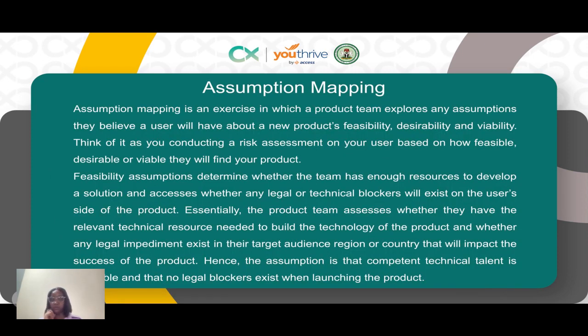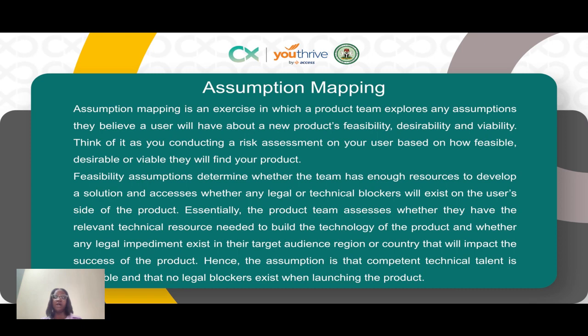Now, let's address assumption mapping. Assumption mapping is an exercise in which a product team explores any assumptions they believe a user will have about a new product's feasibility, desirability, and viability. This is an exercise that usually comes at step 3, while you have collated your data and you are looking at it, trying to prioritize, trying to align your product vision and your company goals with your ideas. Once you've done that and you've prioritized features, you start to do something called assumption mapping.